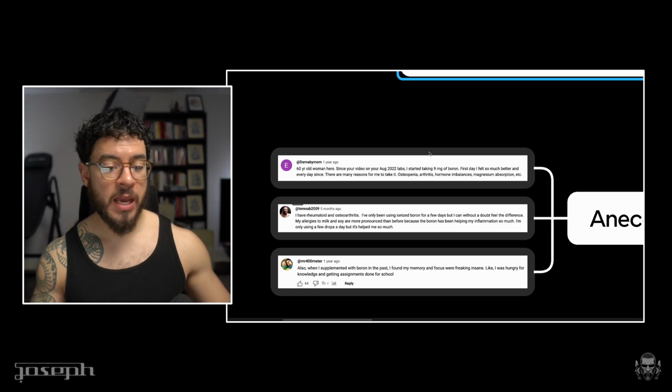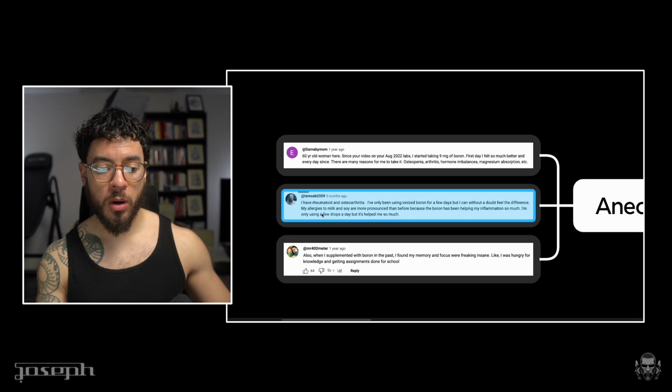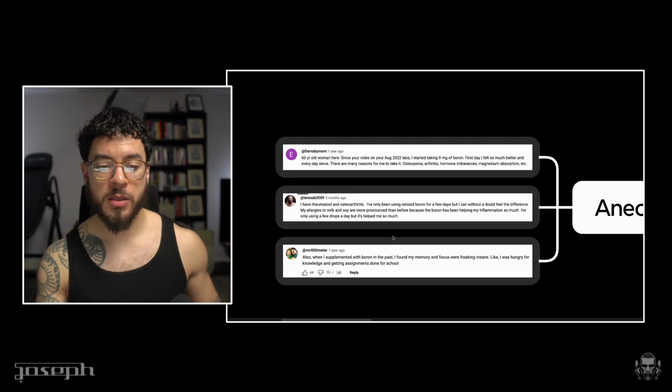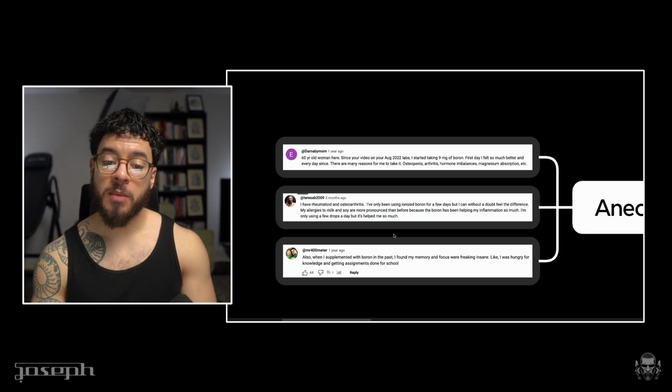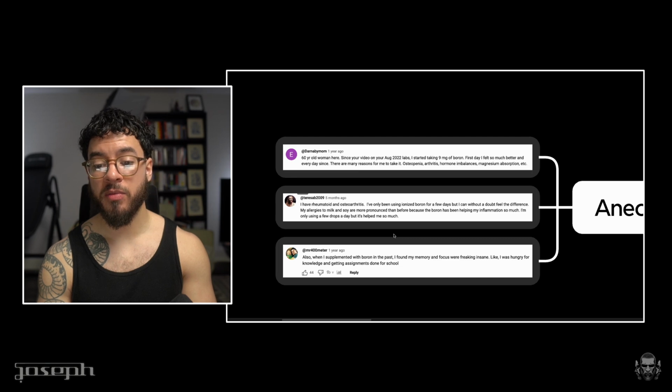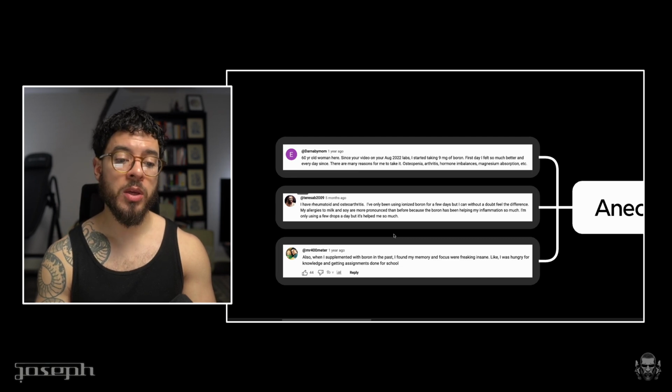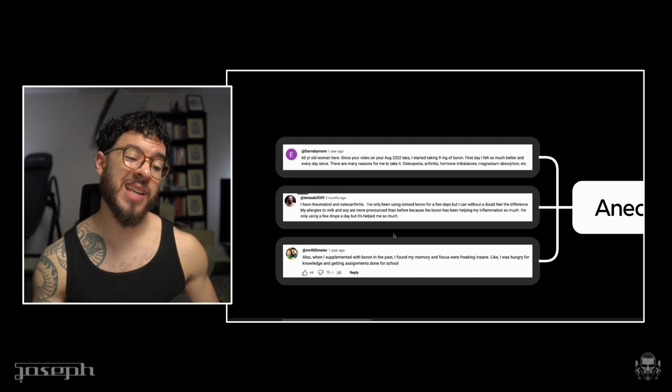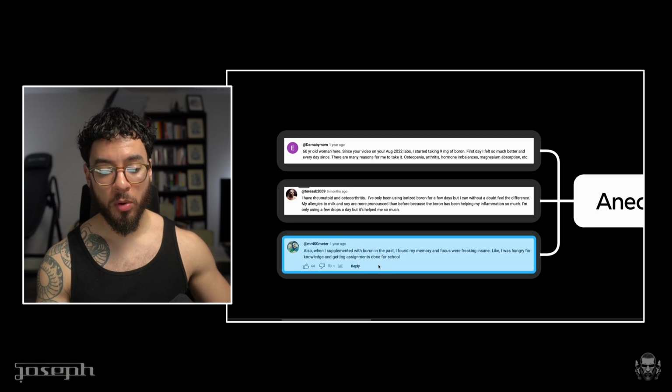Another individual was saying how their rheumatoid arthritis and osteoarthritis has been affected by the use of ionized boron for a few days, but without a doubt, they can feel a huge difference. My allergies to milk and soy are more pronounced than before because the boron has been helping my inflammation so much. I'm only using a few drops daily. So it looks like she's using a topical form of boron.